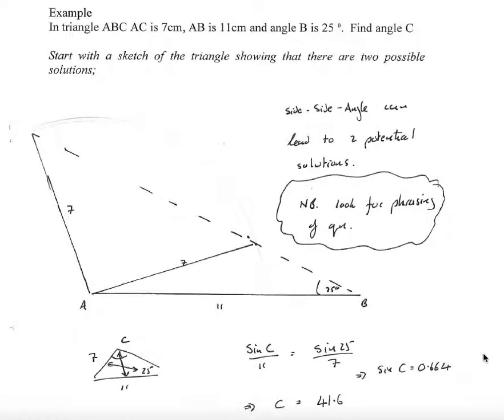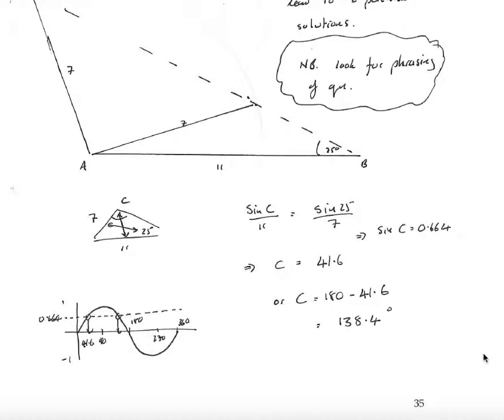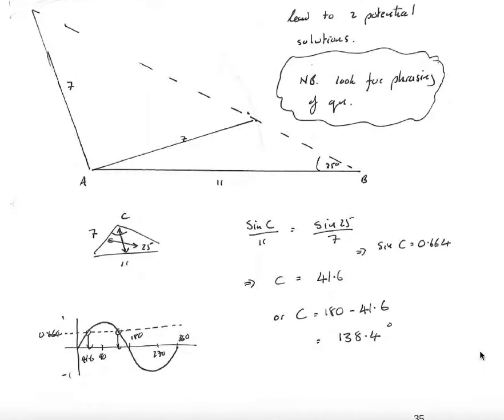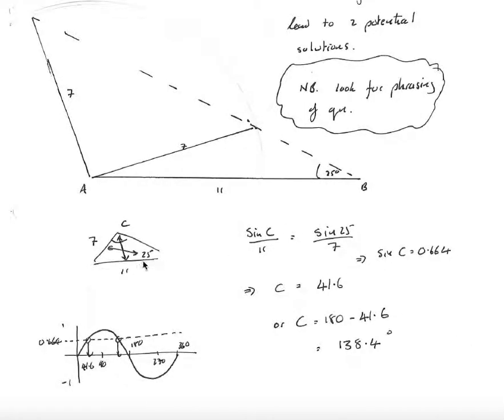a good way. So if we were dealing with this using the sine rule now, I've got my triangle here. I've been told that this is 11, this is 25, and this is 7. So in other words, as I said earlier, the information is given to me in side-side-angle form, not in, for example, side-angle-side form.